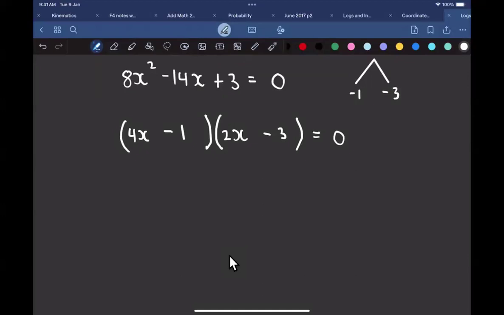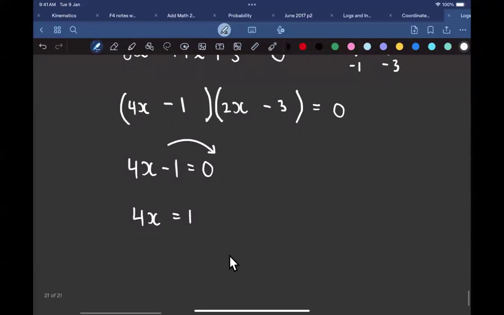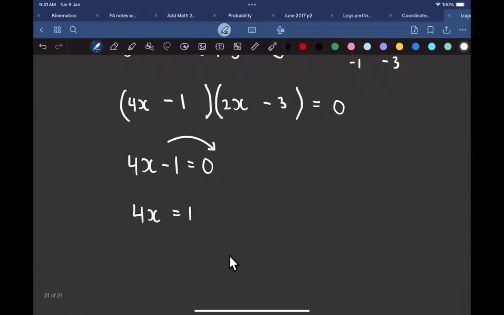Wait, you put the 4x minus 1 equal to 0, right? And then you carry across the minus 1. You're going good. So it'll be positive 1. So x is equal to 1 over 4. Yes.